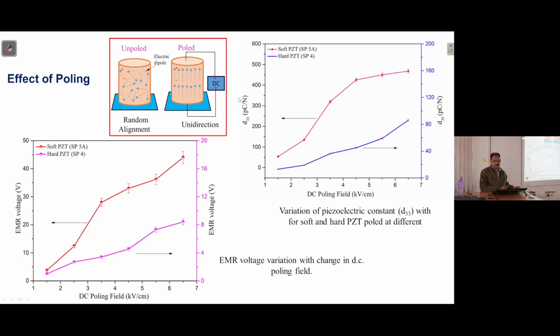Here this is the d33 constant measurement. Again, the abscissa is giving the poling field, that is, how much electric field was applied to polarize it. And then as this is increased, the d33 constant is increasing, and similarly a higher EMR voltage signal could also be obtained in increasing fashion.